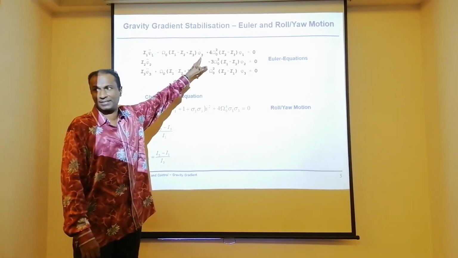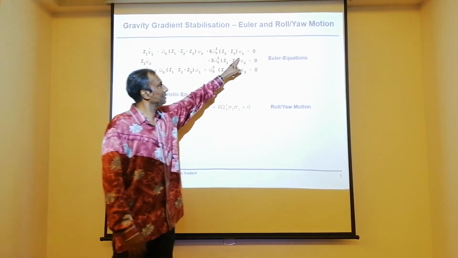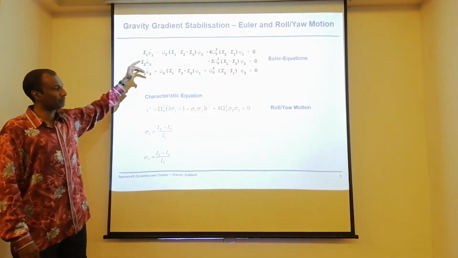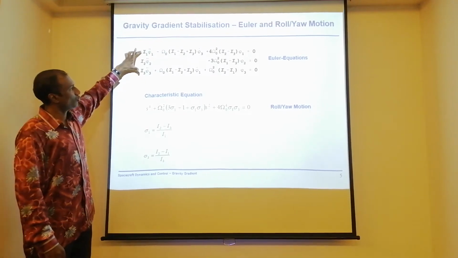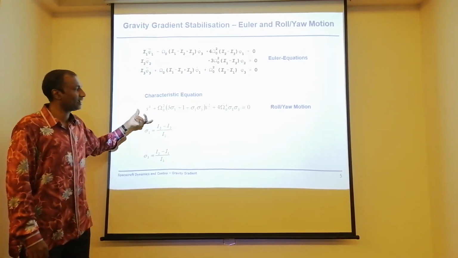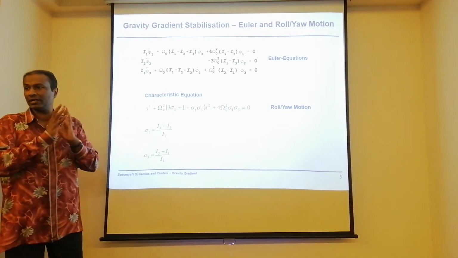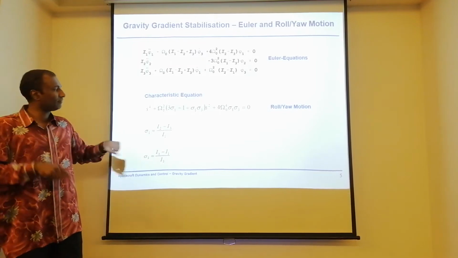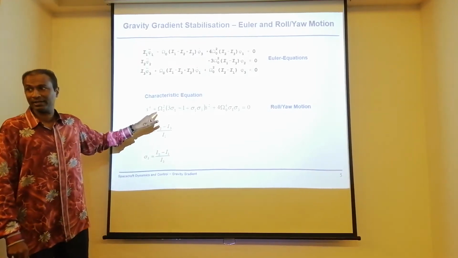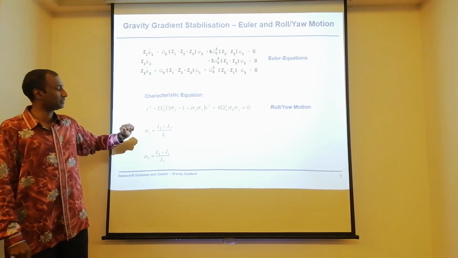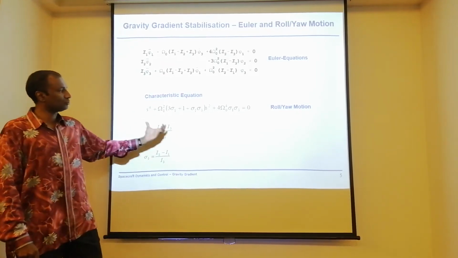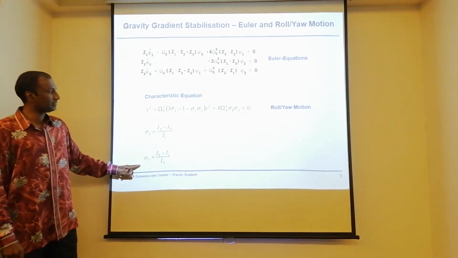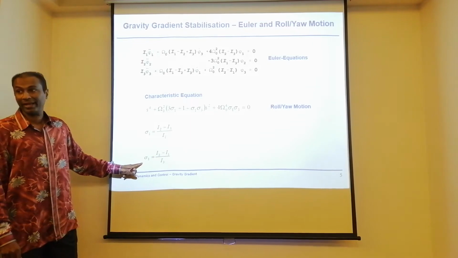Phi3, s phi3, phi1. I can express this equation into Laplace form, and I have roll and yaw motion. I can find the characteristic equation. Just do an open loop transfer function, please try this, and you can find this characteristic equation. Now, in order for this to be stable, sigma 1 and sigma 3 is what we need to take care of.